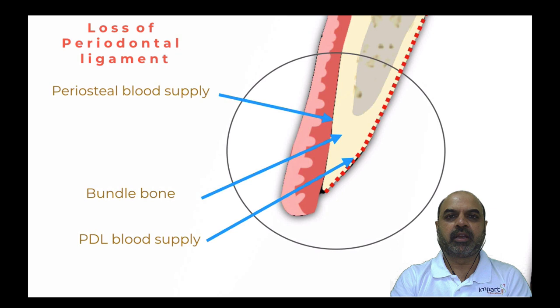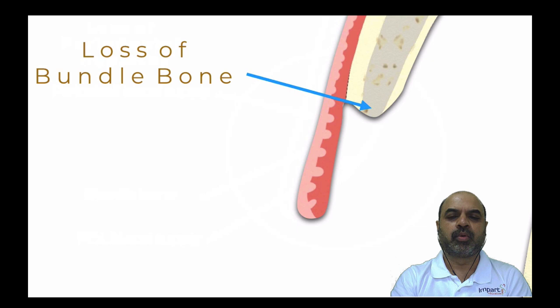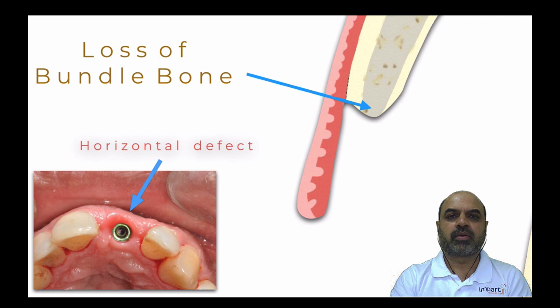And this blood supply which it receives from the periodontal ligament side is actually very crucial for its survival. Because what we see is once the tooth is extracted and we lose the periodontal ligament, the next step is actually resorption of that little crest of the bundle bone. And as the bundle bone starts to resorb, what we start seeing are horizontal defects like this over time.